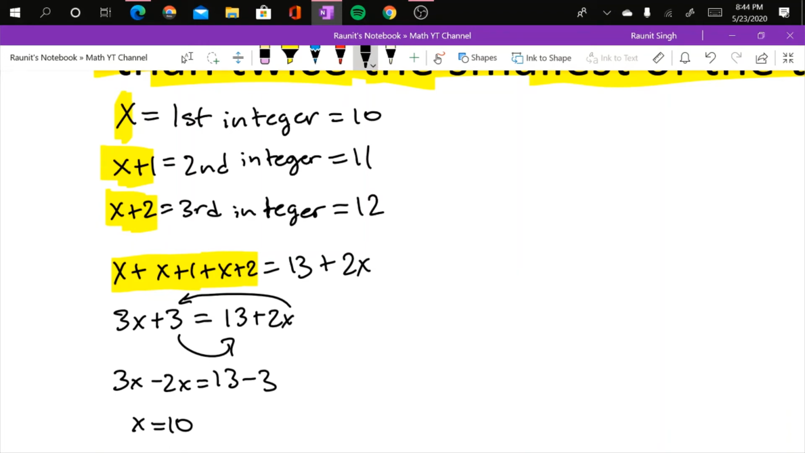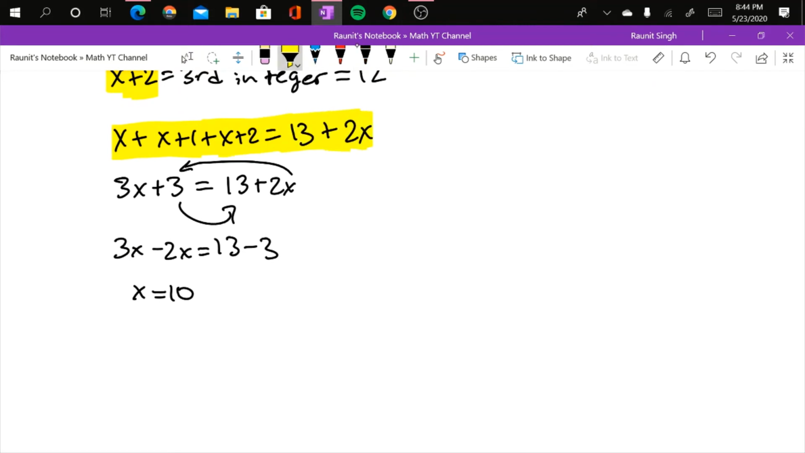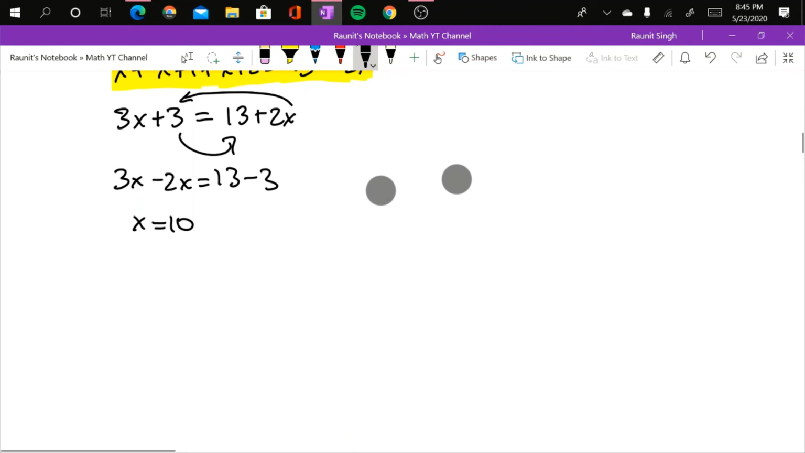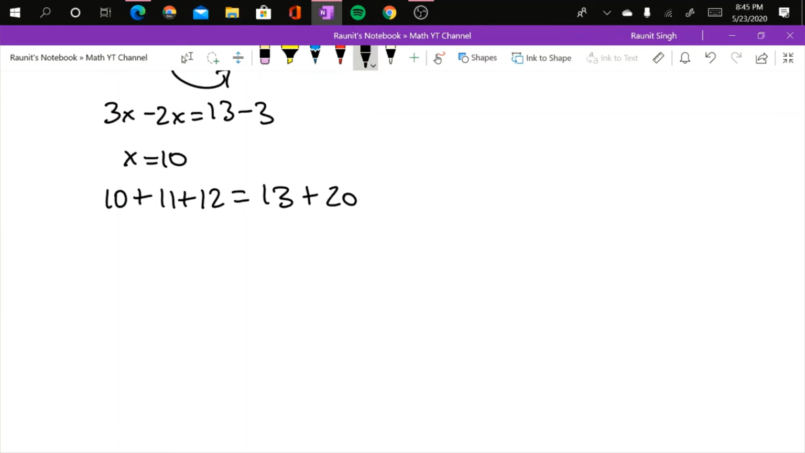So one way we can check whether this is right or not, we can basically plug it into this information that we were given. The x plus 1, x plus 2 is equal to 13 plus 2x. We can plug it into that, and then we can find out whether this is right or not. So we have 10 for the first thing, and then x plus 1 is equal to 11, x plus 2 is equal to 12, is equal to 13 plus 2 times 10, which is 20. Okay, so 10 plus 11 plus 12 is equal to 33, which should be equal to 13 plus 20, which is equal to 33. So therefore, we know that our consecutive integers are correct.